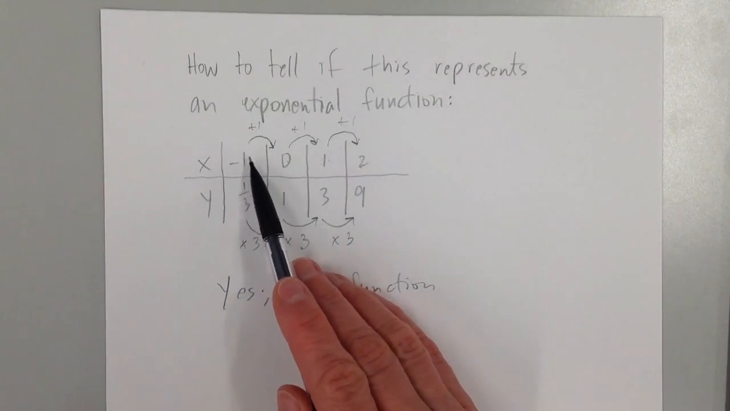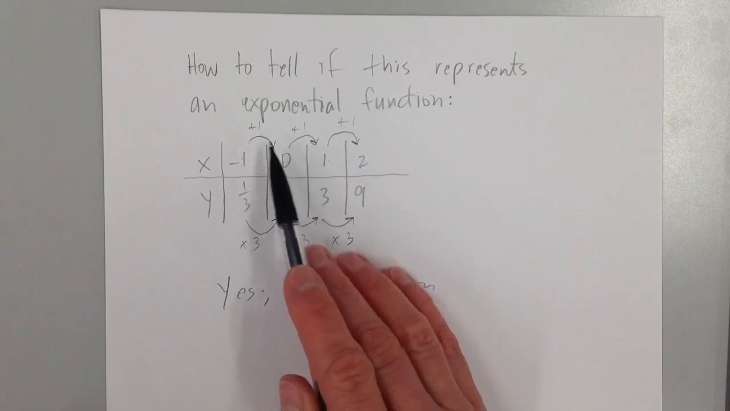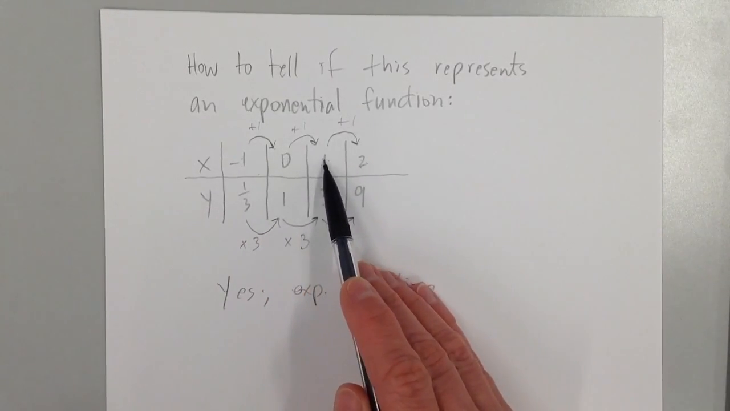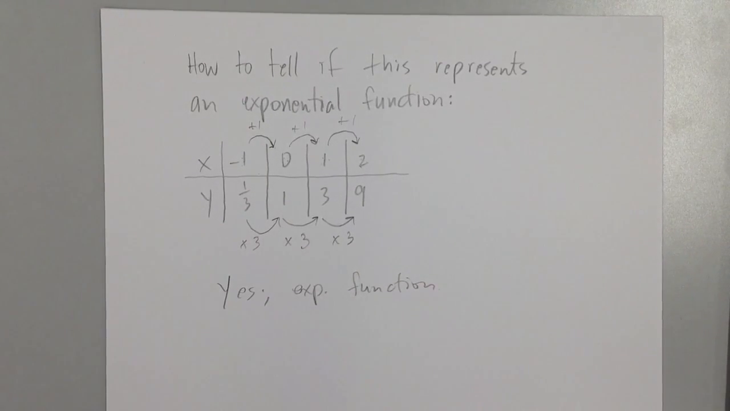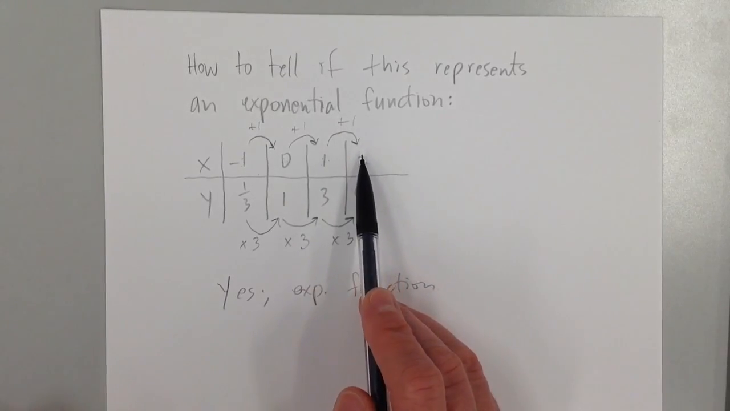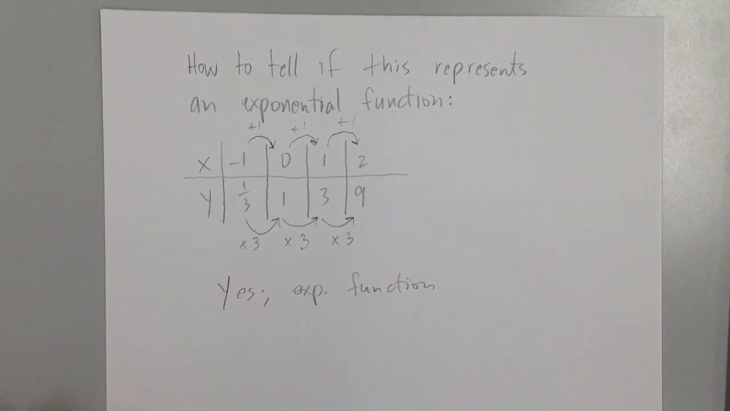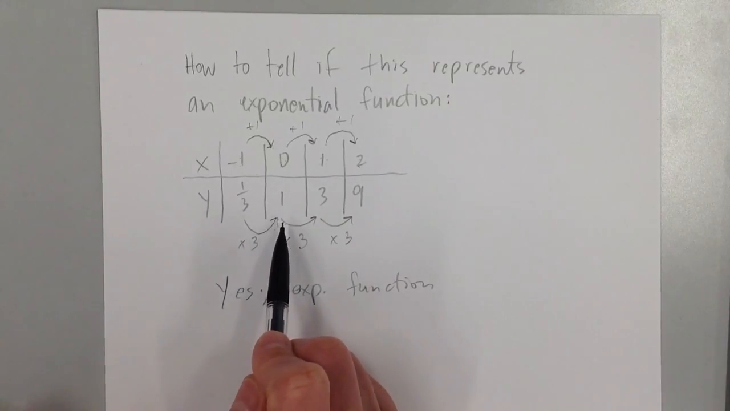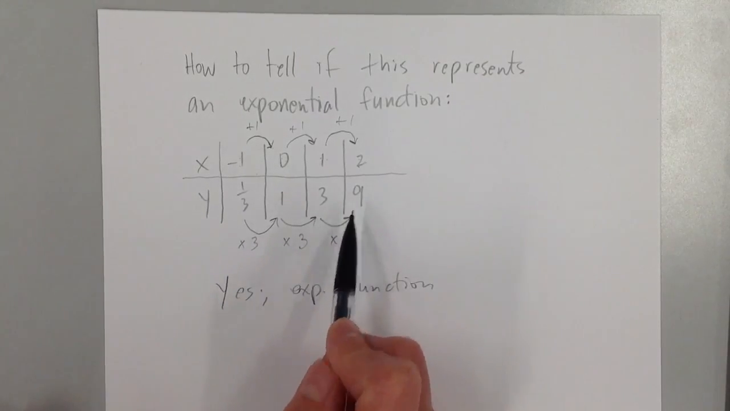If this were -1 and then we add 1, it gets to 0, but then if we had to add 2 to get to the next one, we couldn't easily tell from a table of values. So we can't always easily tell from a table of values whether or not it represents an exponential function, but in the case where each of these is just 1 unit apart, we can. And we just have to make sure that for the bottom row, we're multiplying by the same number to get each next one.